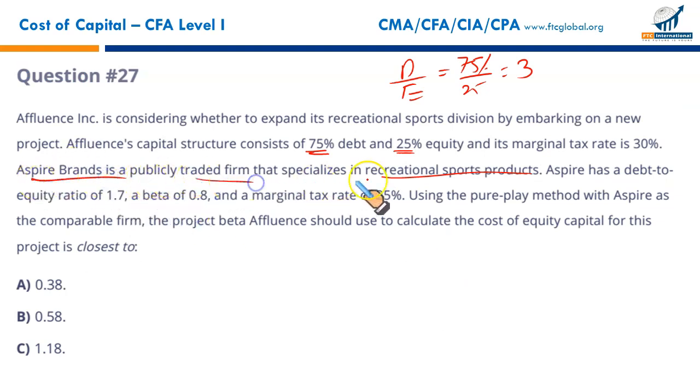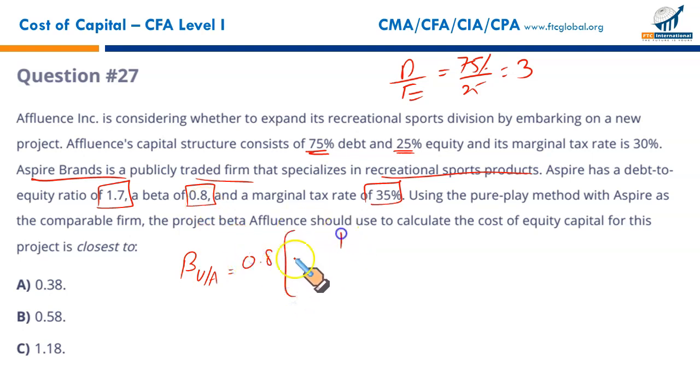Aspire Brands is a publicly traded firm. This is the beta, this is the debt to equity, and this is the tax rate relevant for this firm. What do we need? Using the pure play method with Aspire as a comparable firm, the project beta Affluence should use to calculate the cost of equity capital is closest to what? First of all, you will unlever. You will calculate the asset beta or unlevered beta. It is equal to the comparable's beta over 1 plus (1 minus tax rate, that is 35%) multiplied by debt to equity, that is given here as 1.7.